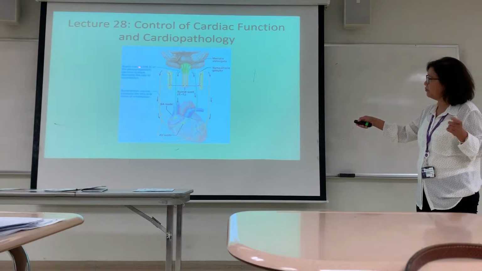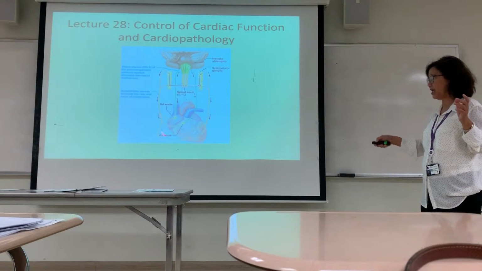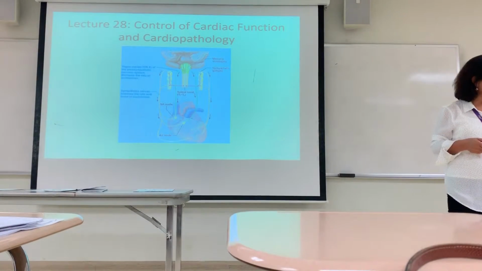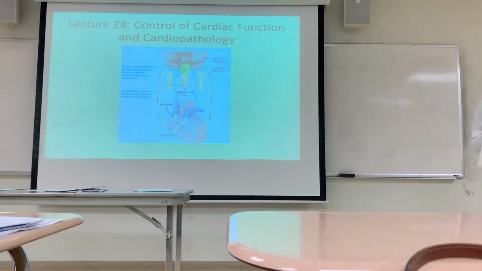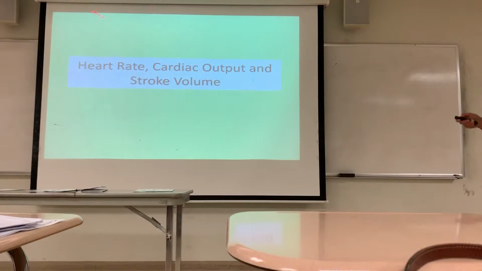If you look here, you have your vagus nerve, which is cranial nerve number 10, which is very important for the action of the heart. Whether it is tachycardia, very strong, or bradycardia, which is very slow. So we'll study your heart rate, cardiac output, and stroke volume.